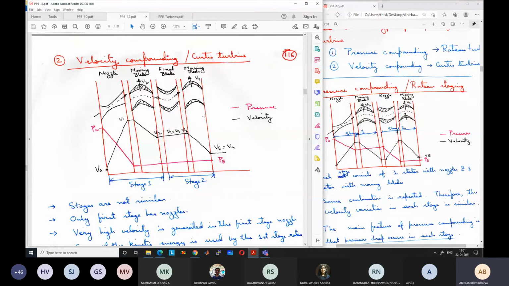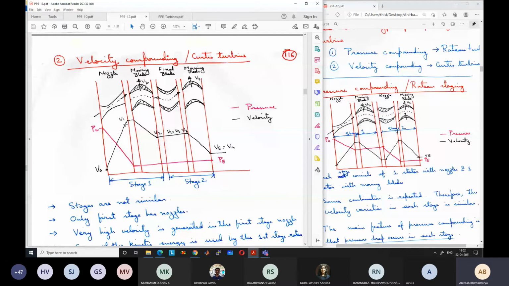You can compare these two diagrams to see the difference. In the velocity compounded turbine, the pressure drop occurs only in the first stage and the kinetic energy is generated only in the first stage, as compared to all these stages for pressure compounding. In pressure compounding, all the stages have pressure drops and kinetic energy generation. Here the pressure drop and kinetic energy generation occurs only in the first stage, and the subsequent stages only use the initial kinetic energy. So part by part it keeps on using the initial kinetic energy.